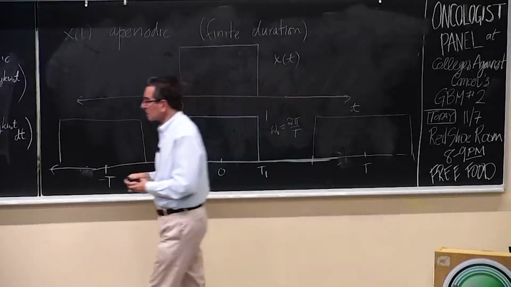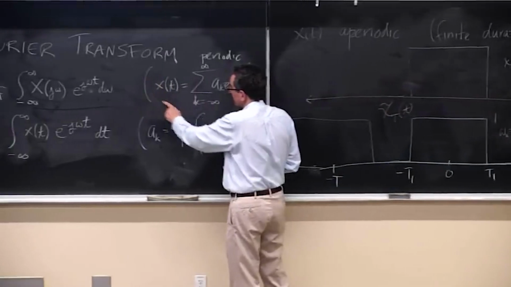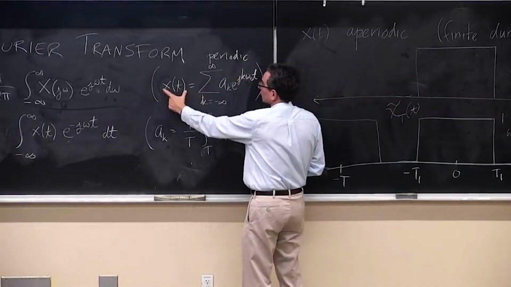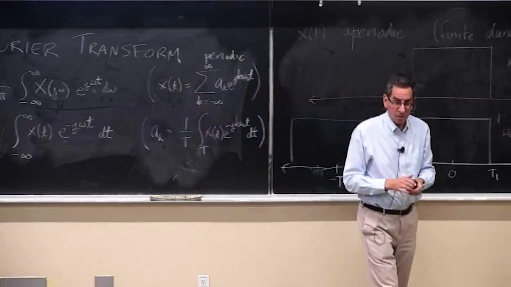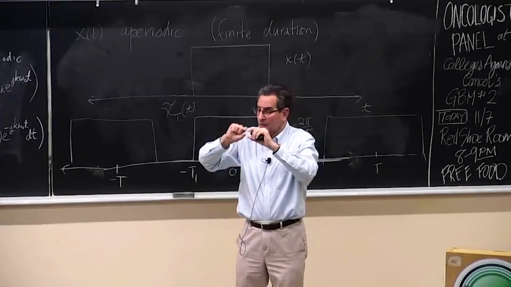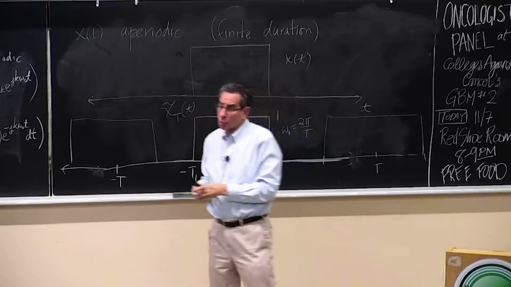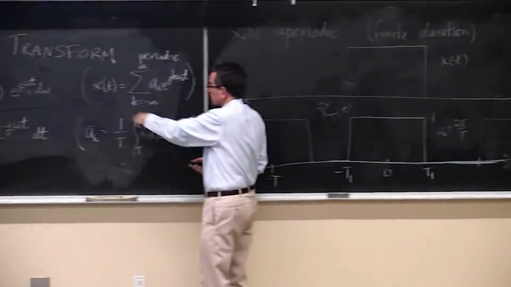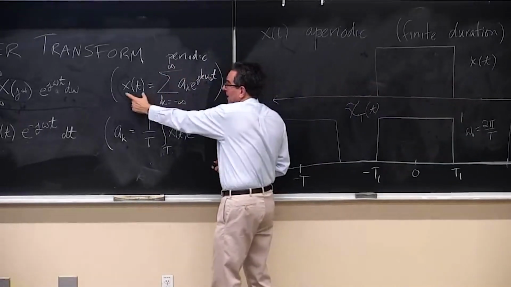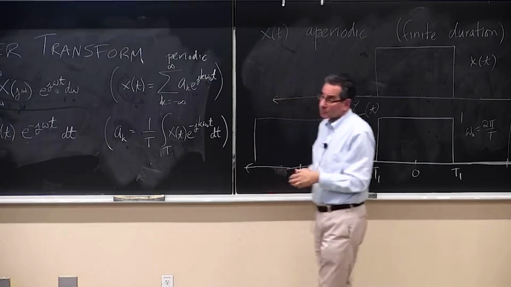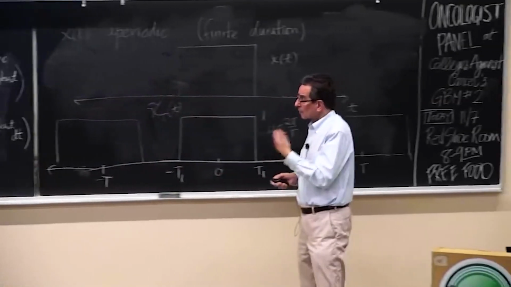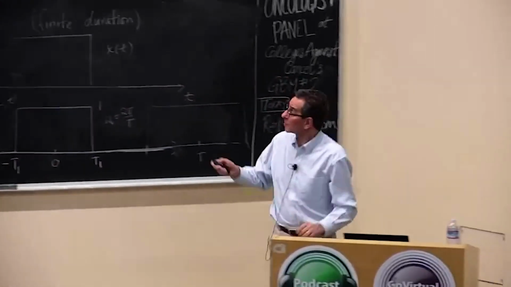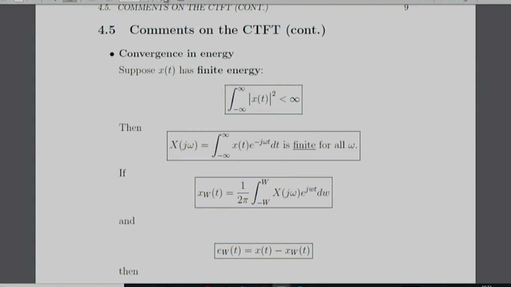We saw that if the signal had finite energy, then this summation was close to x of t in the sense that it converged in terms of energy. So the integral of the magnitude squared of the difference between the summation, as you let the limits go to infinity, and the signal would go to zero. That was convergence in energy, and it just required that the signal be finite energy. Well, we have a similar thing here, except now the signal has to have finite energy not over a period, because it may not be periodic.